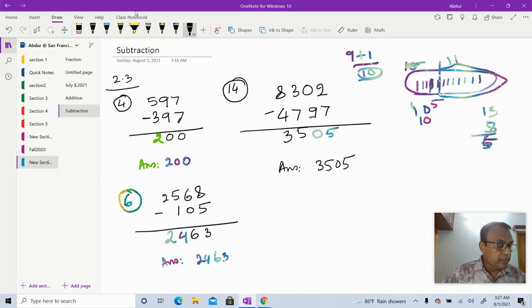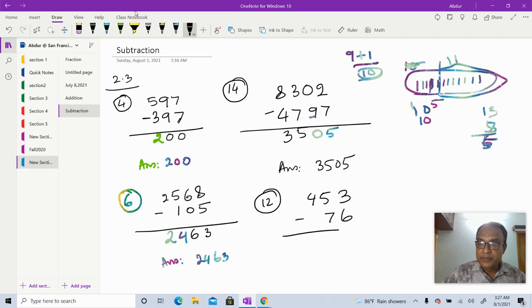So let's look at another example. Let's look at number maybe 12. So number 12, we have 4, 5, 3, and then 7, 6. So now you have 6, but on the top is 3, so you cannot take 6 away from 3. So you have to add 10 here. So 13. So then you have 13 minus 6 is 7.